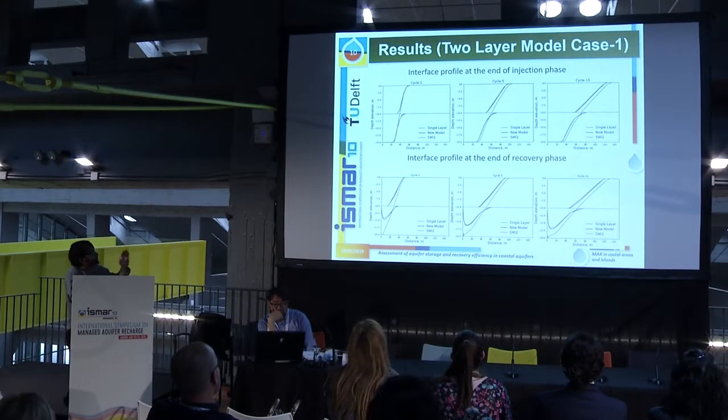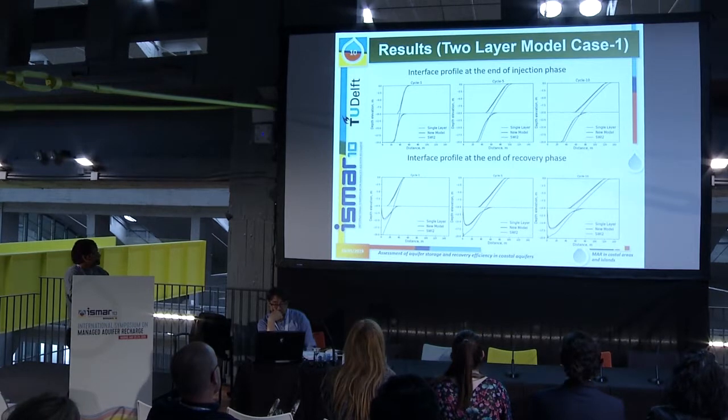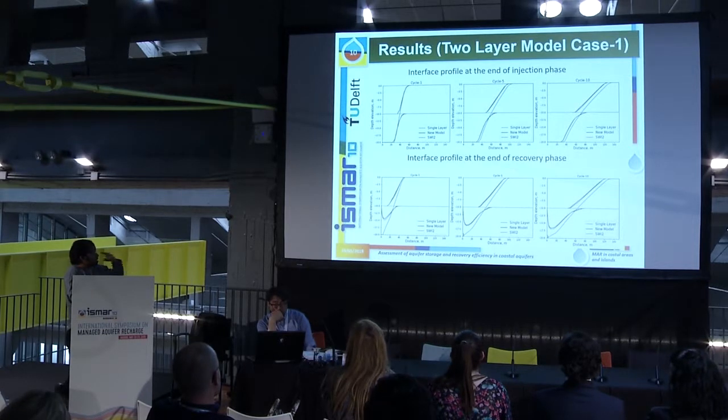and we have superimposed the previous case with this. Now we can see the difference of what is happening in this two-layer scenario. The lower portion is the recovery after the end of recovery, and you can see in the first case the recovery is stopped when the interface touches the bottom of the aquifer, and in the second case the recovery well is at the middle depth of the aquifer. So we have a lot more chance to recover more fresh water in this case.